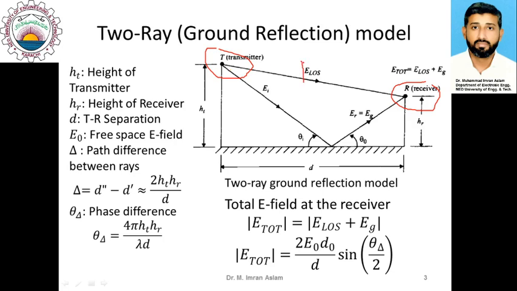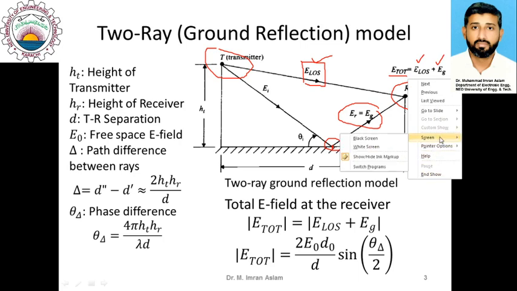The first ray, which represents the line of sight component, goes directly from the transmitter to the receiver. We represent the field strength of this line of sight component with E_LOS. The second ray is received through a reflection from the ground at a certain place. A ray emitted from the transmitter goes towards the ground, hits the ground at a certain point and gets reflected back to space, and that reflected ray E_R is received at the receiver. So at the receiver side, the total electric field is the sum of two components: the line of sight component and the ground reflected component.